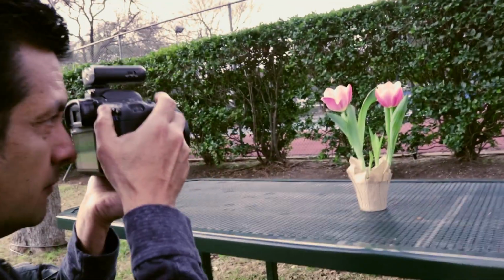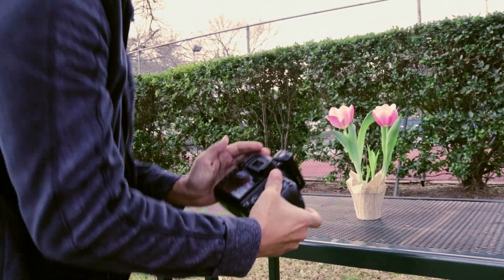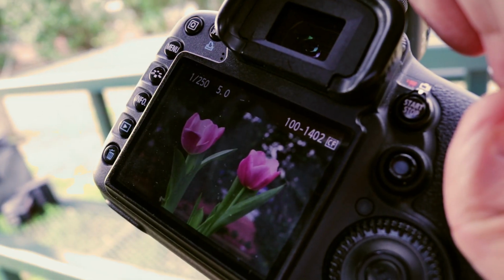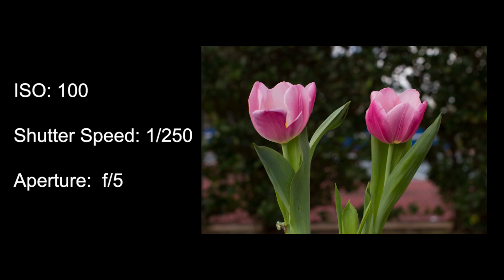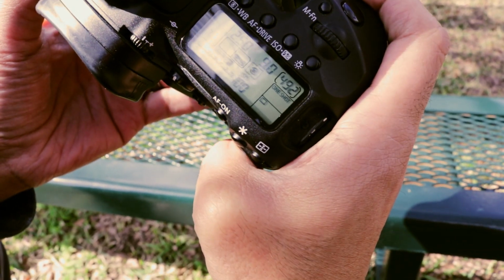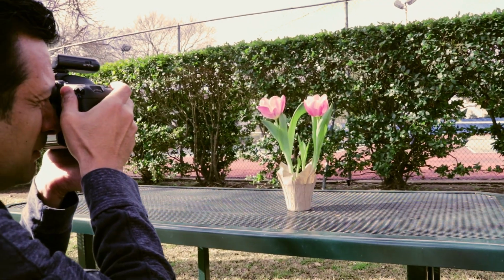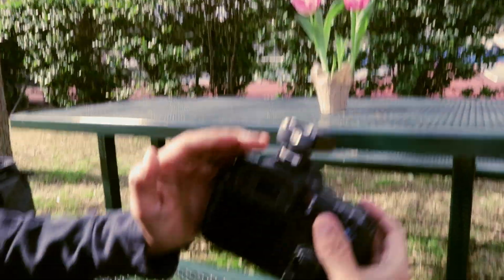And to demonstrate this, I've brought the tulips out to the park, and I'll get some shots of these against a background of hedge plants, starting with an aperture of f5. Okay, we're going to leave the ISO and shutter speed where they are, but we're going to drop the aperture down to f16, and that should result in a much darker shot.